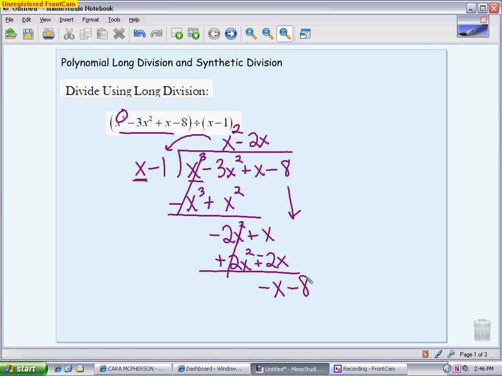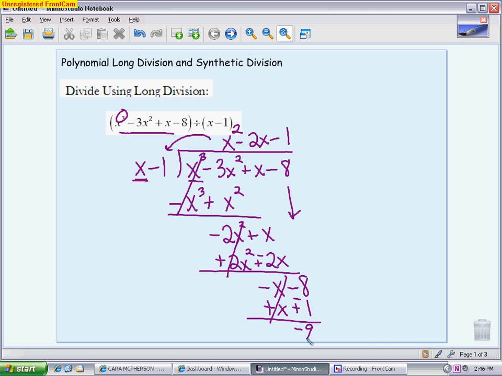And then I'm going to do it one more time. I want to figure out what negative x divided by x is, or again, another way to think of it is what do I multiply this x by to get it to be a negative x? And that would be a negative 1. So I have negative x, and then negative 1 times negative 1 is positive 1. Subtract, so that's going to make this positive and this negative. You are left with negative 9.